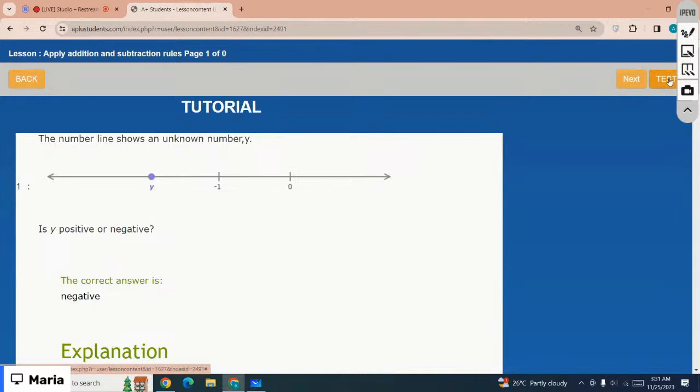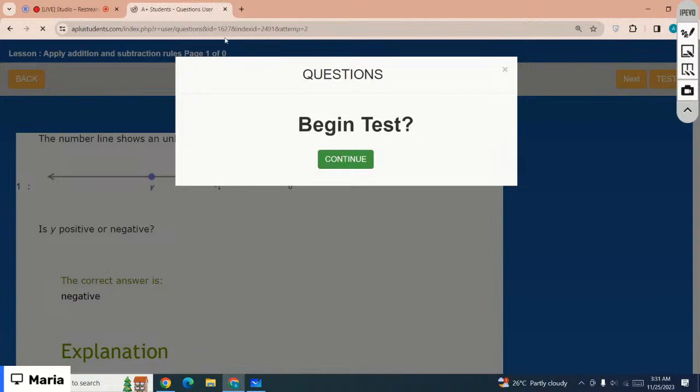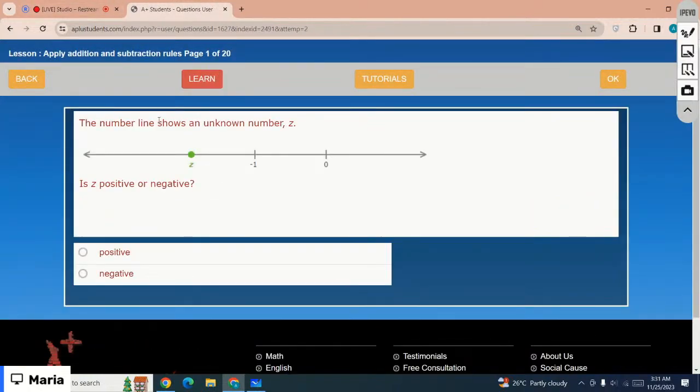Okay, let's just start with the test questions. Okay, the number line shows an unknown number z. Is z positive or negative, which is the correct option? Yes, the correct option is y is a negative number because that is on the left hand side of 0, and on the left hand side of 0 you have all negative numbers.